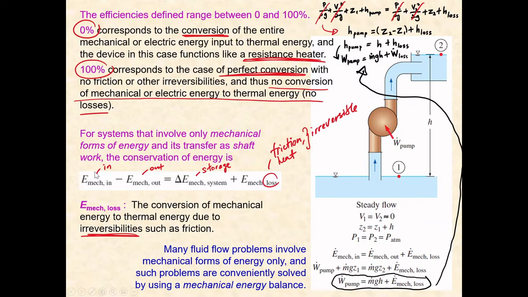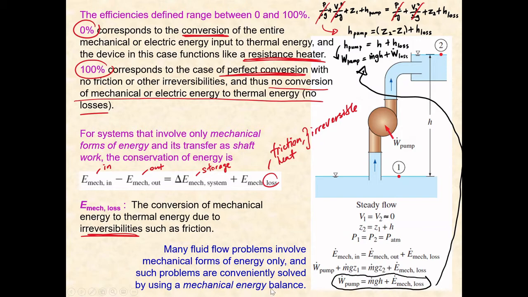is given by the mechanical energy input minus the mechanical energy output, and you get a change of storage, a change of mechanical energy for the system, and also plus the losses. So these are the losses caused by friction, resistance, or heat loss. These are irreversible, meaning that if you convert it back to the original source of energy, you will never get the energy back, because energy is lost in the forms of friction and heat. All right. So mechanical loss is the conversion of mechanical energy to thermal due to irreversibility such as frictions.